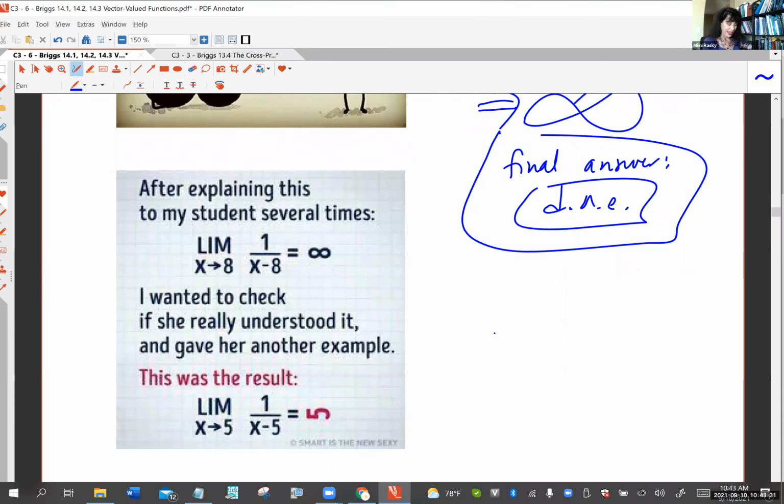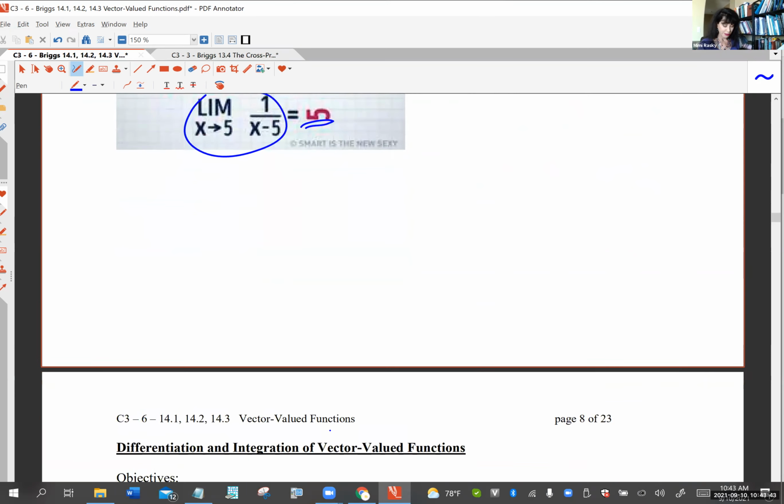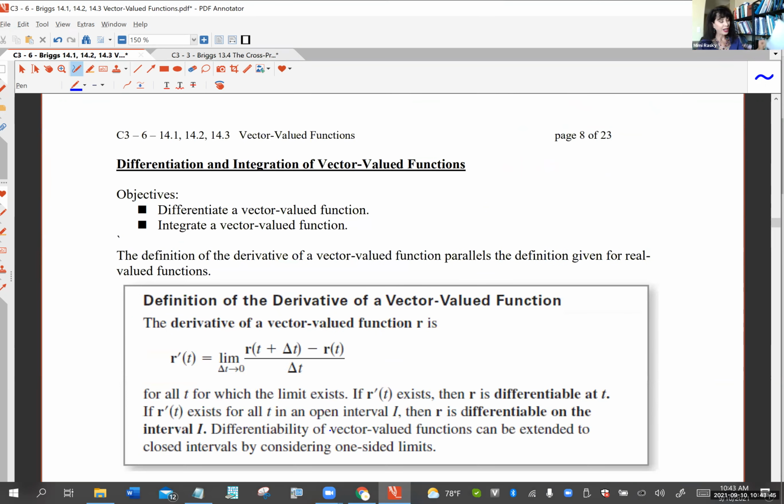Yeah. Okay, after explaining this to my students several times, I wanted to check she really understood it, so I gave her another example. Put the 5 on the side, you get it? All right, never mind.